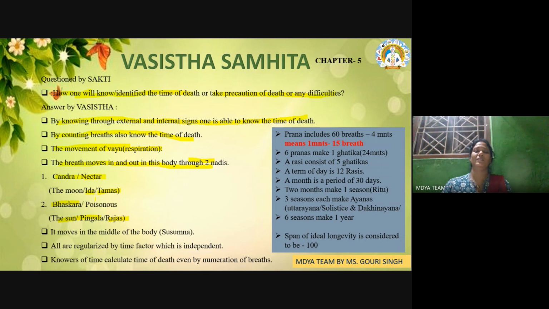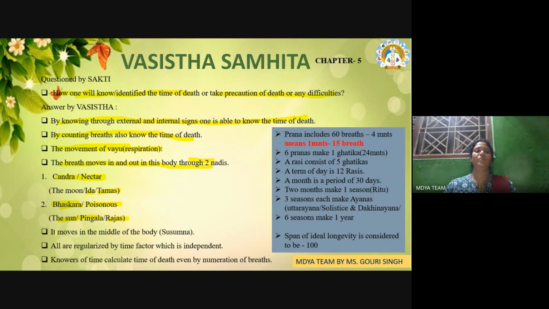What he said, and I just highlighted here, is that the Chandra nadi or Ida nadi is stated as the Amruta nadi, and the Bhaskara, the Pingla nadi, is stated as the poisonous one. If your left nadi is activated, it is the nectar, and the right nadi is the poisonous one. How it is poisonous and how it is nectar is not discussed here. But Vasistha tells more things here: which nadi, which breath, which nostril you take is better for different activities. That is discussed according to the rasis and grahas.